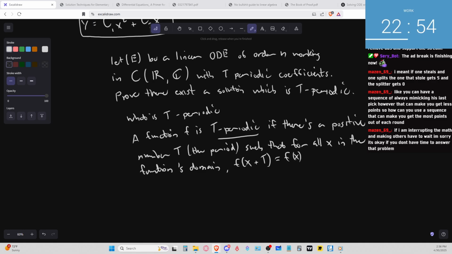Let's see what else they have here. The positive value of T that satisfies the T periodic properties is called the period of the function. Repeating pattern. Oh, they show an example here. Let's see, sine function.